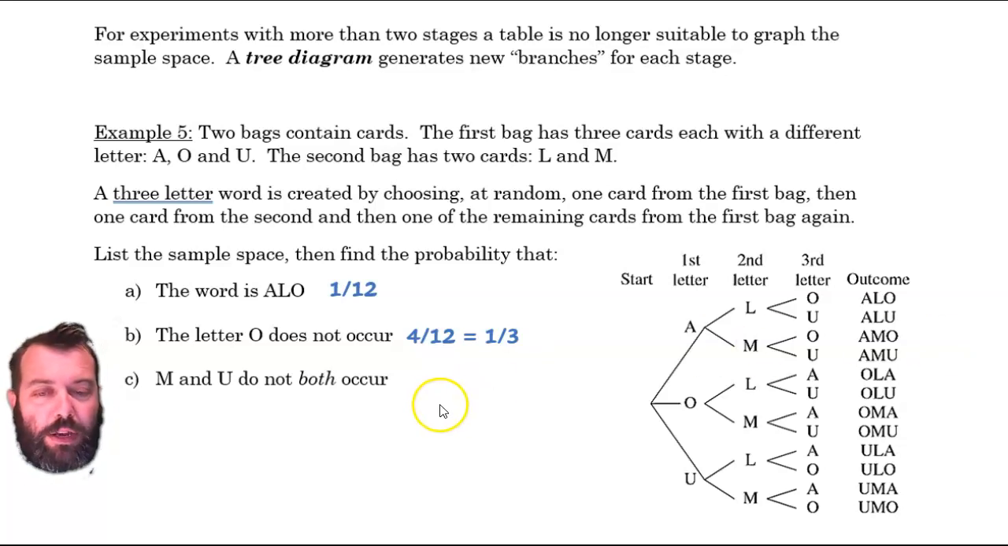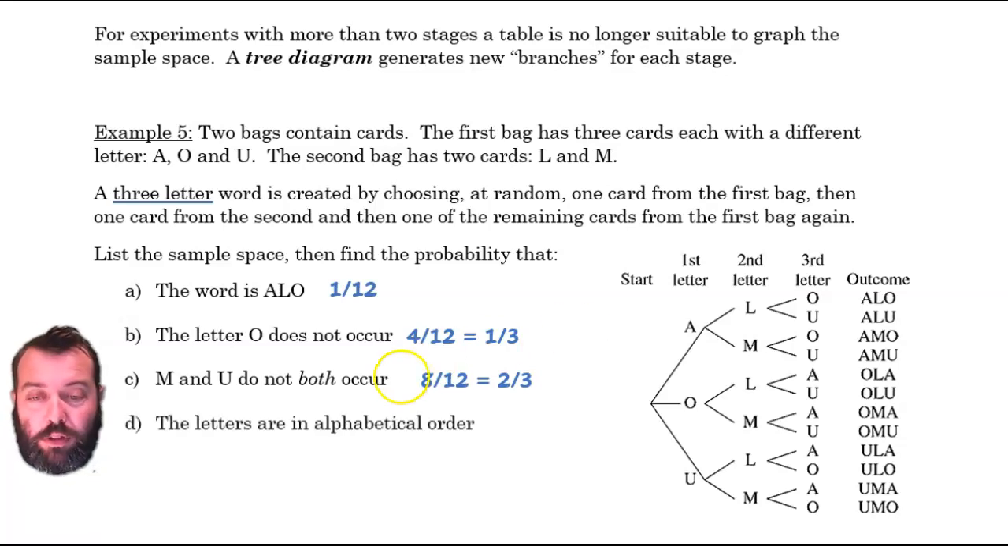Next up, that M and U don't both occur. So this means I could have M or I could have U. That's fine. I could have neither. That's fine as well. But I don't want a word that has M and U in it. So the first one is okay. The second is okay, and the third, but the fourth is a problem. So we're up to 3, 4, 5, 6, 7, 8. We fall over. So 8 of my 12 words don't have both M and U in them. And that simplifies to 2/3.